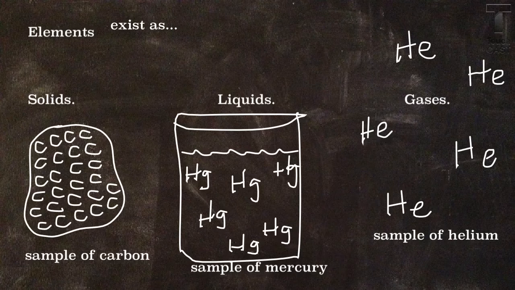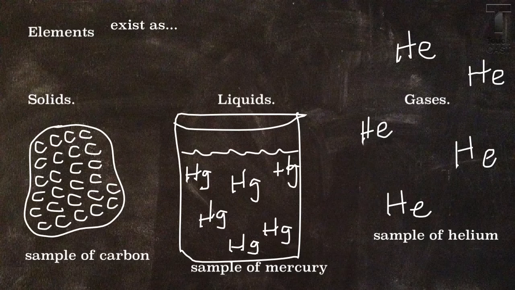So what you'll see is that every atom in that sample of mercury is a mercury atom. It can't be a carbon atom. You don't see any C's that are inside of this sampling. All of the atoms that exist in a pure sample of mercury are going to be mercury atoms.